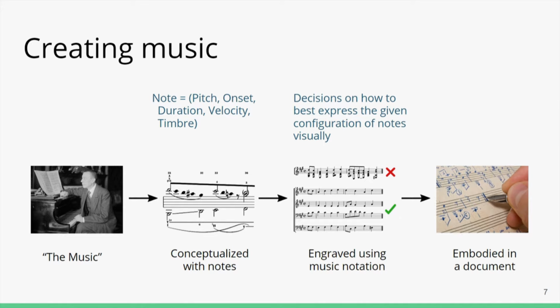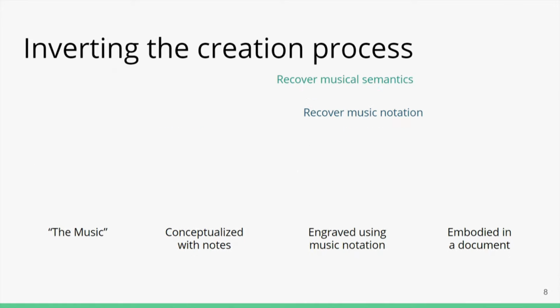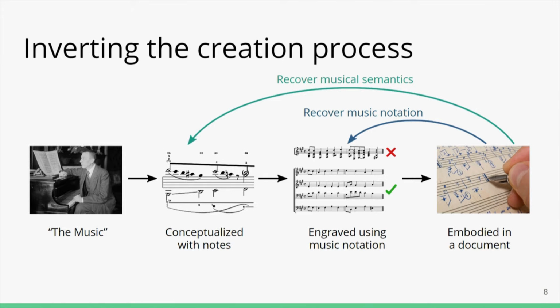And last but not least, you actually have to embody it in a physical document. That can be writing it down on a piece of paper, or it can be a PDF document or something on a computer. But eventually you have to produce an actual document. Optical music recognition then takes that document and inverts the process. So you can go back and try to recover the music notation, how the music was written down, or you can go back two steps and try to recover the music, which is actually captured with music notation.